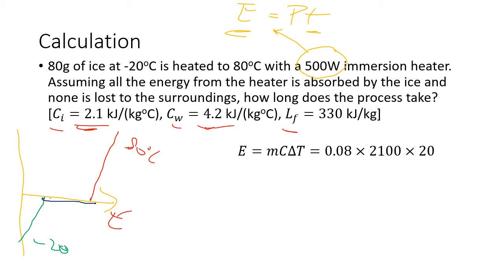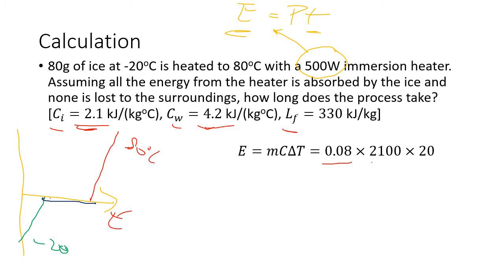So the first step is the heating up from -20 to 0. So we're going to use MCΔT. 80 grams is 0.08 kilograms. So many of you get that conversion wrong. You'd have called that 0.8 because you think it's 100, and because it's 1,000. So 0.08 is the mass.